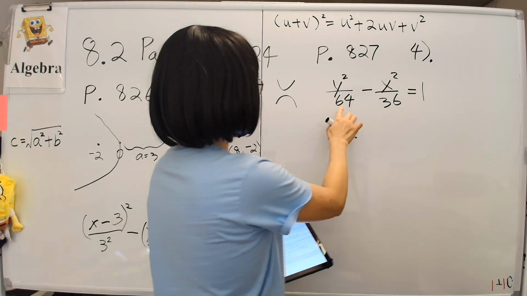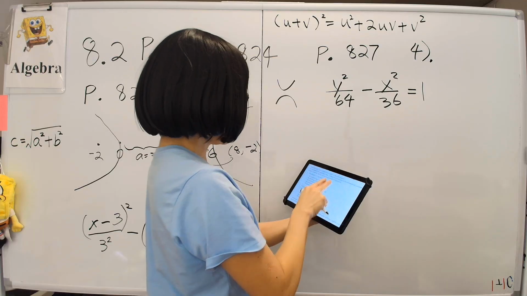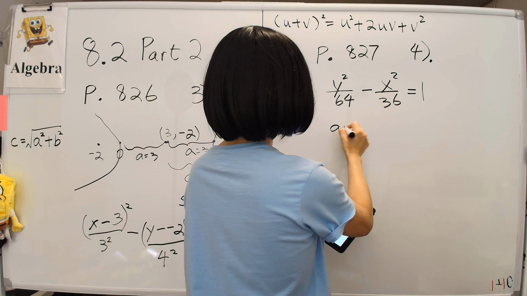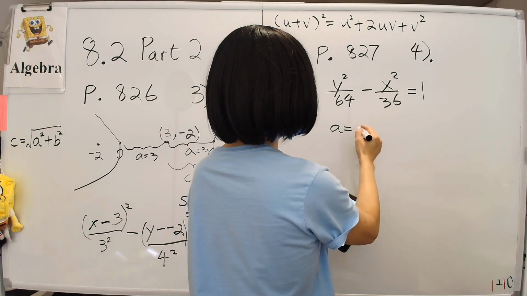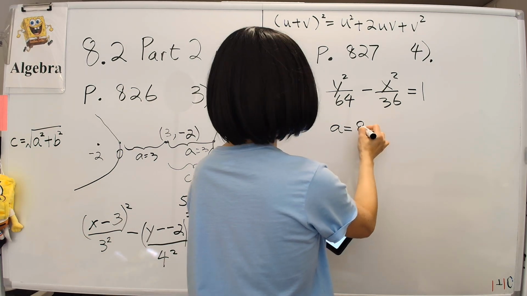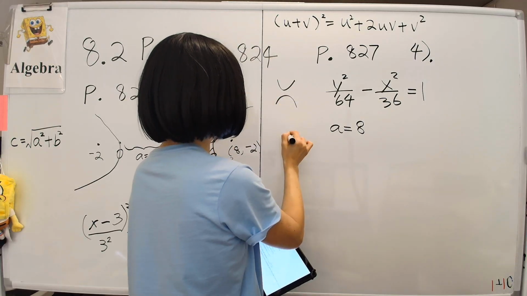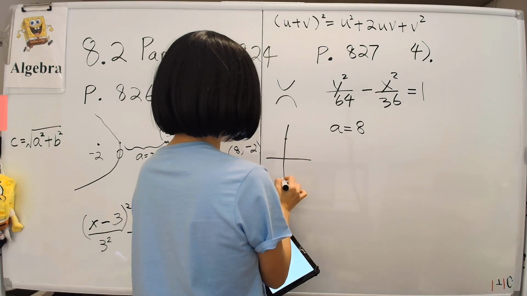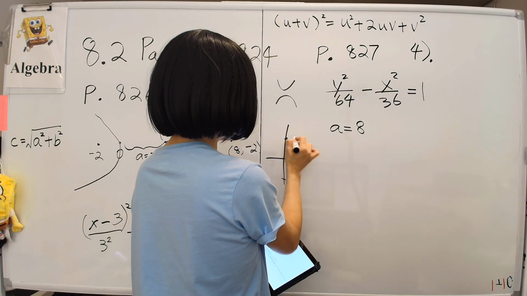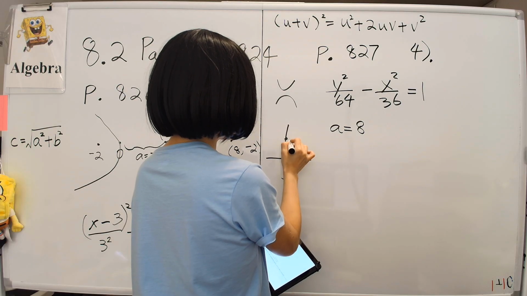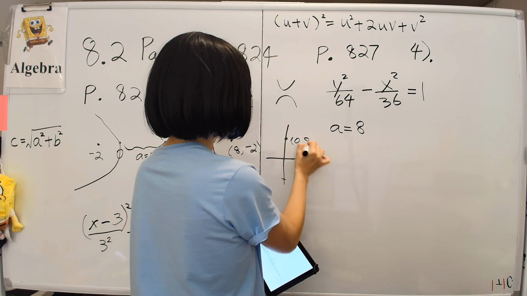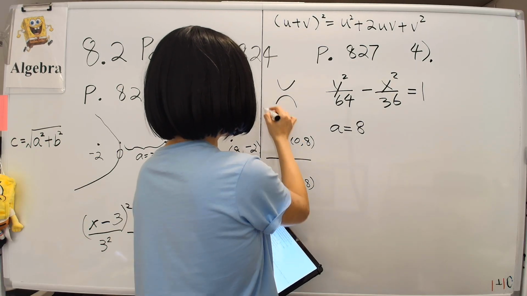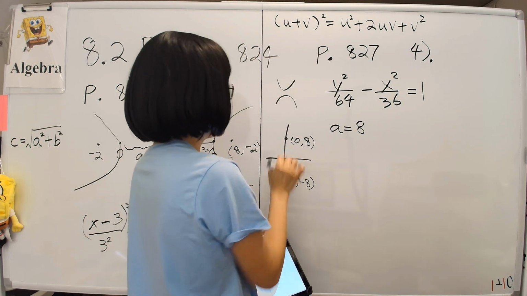So a squared is 64, the root of 64, so that means a equals 8. So the distance here is 8, which means this point is 0, 8, and this is 0, minus 8. So that's where a is. The hyperbola opens up and down through the vertex a.